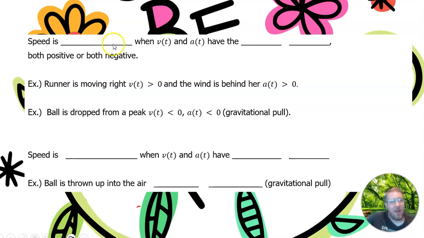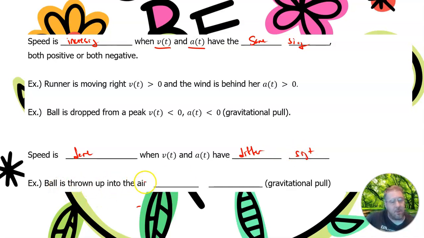All right, last one. The speed is blank when v of t and a of t have... Okay, so I mentioned this earlier. Speed is increasing when the velocity and acceleration have the same sign. So either they're both positive or both negative. If velocity is positive, it's moving to the right. If the acceleration is also positive, it's moving to the right even more. If velocity is negative, it's moving left. And if the acceleration is negative, it's moving left even more. The speed is decreasing when they have different signs.